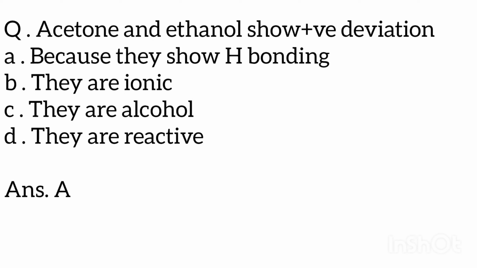Next question. Acetone and ethanol show positive deviation. Option A, because they show hydrogen bonding. Option B, because they are ionic. Option C, they are alcohol. Option D, they are reactive. So the answer of this question is option A, because they show hydrogen bonding.